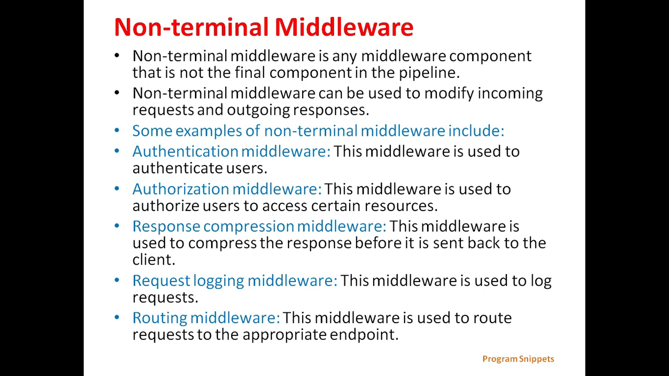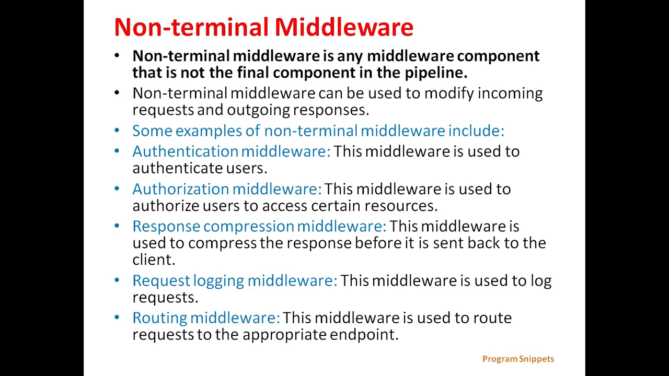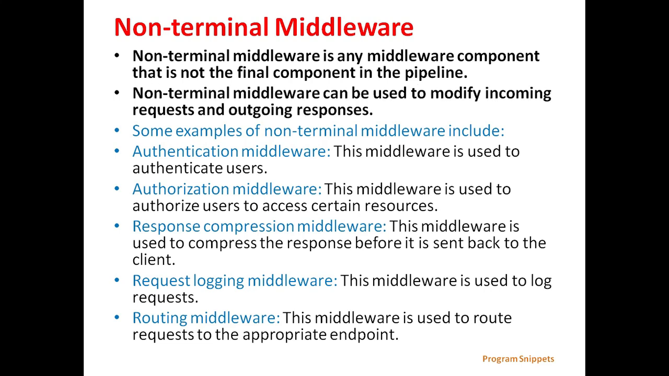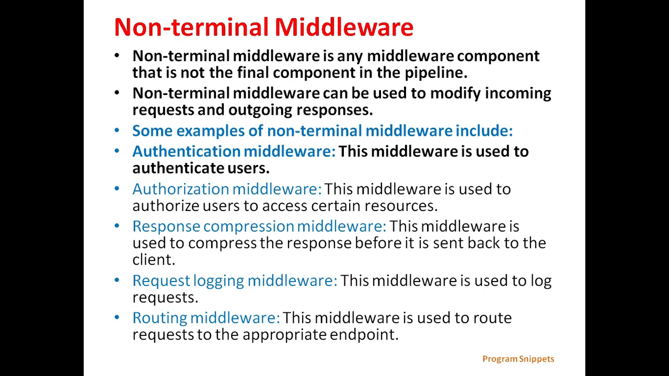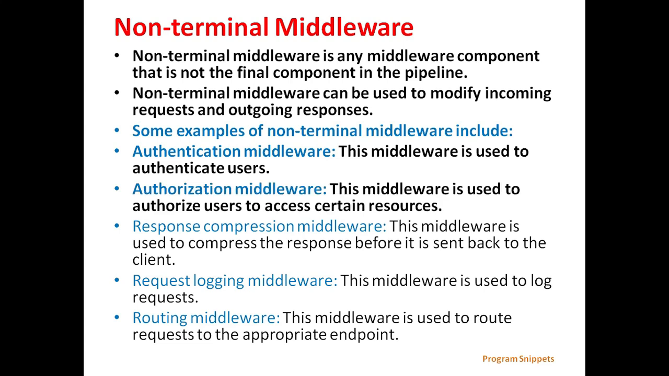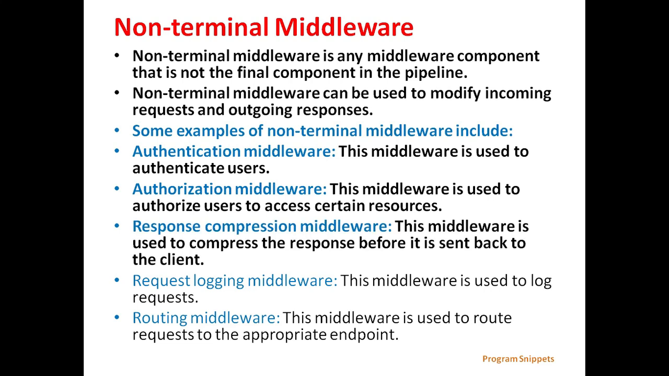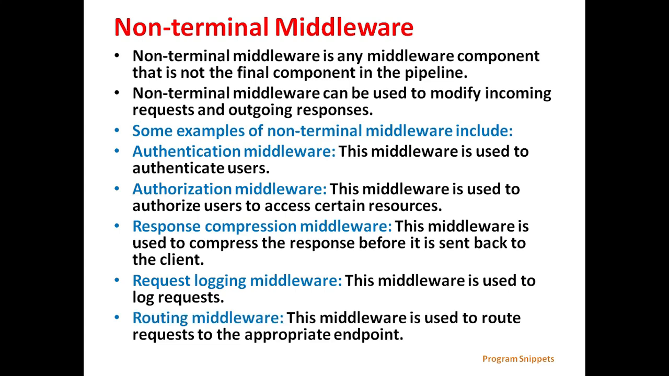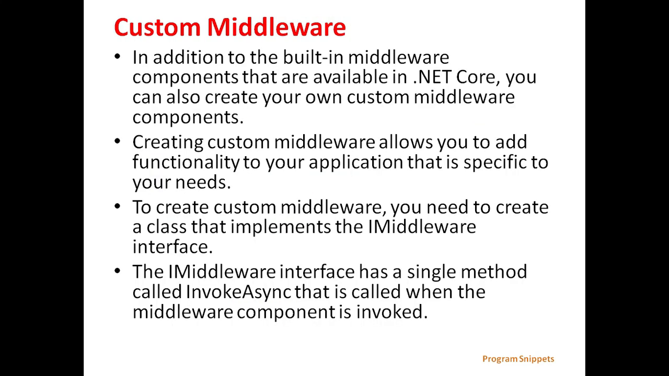Then non-terminal middleware. Non-terminal middleware is any middleware component that is not the final component in the pipeline. These can be used to modify incoming requests and outgoing responses. Some examples of non-terminal middlewares include authentication middleware, which is used to authenticate the user; authorization middleware, which is used to authorize users to access certain resources; response compression middleware, which is used to compress the response before it is sent back to the client; then request logging middleware, which is used to log requests; and routing middleware, which is used to route requests to the appropriate endpoint.